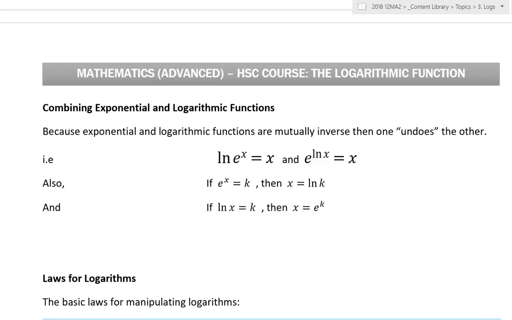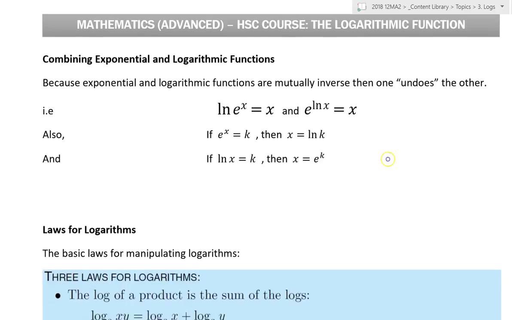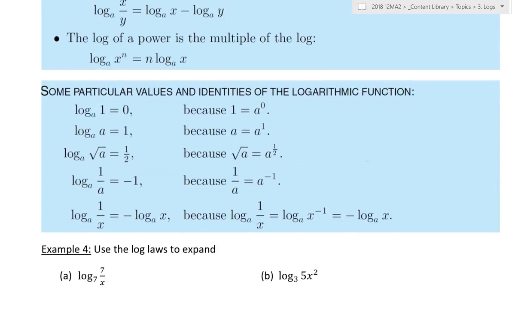So, we can push on now to some more complicated things. We know these identities. They're reciprocal or inverse functions. They are the inverse of each other. So the log of e to the x is x, and e to the log of x equals x. They're really helpful later on, right at the very end of this unit of work. We'll rely on those things again.